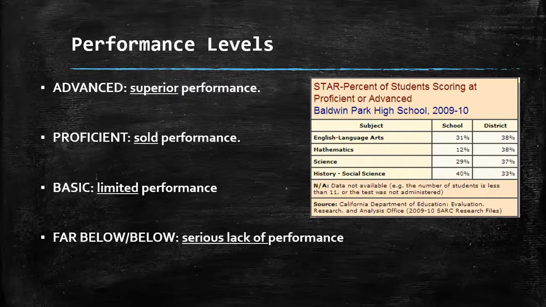The second one, which is still good for the state, is proficient, a solid performance. That shows that students are competent and adequately understand the knowledge and skills in that specific content area. Then you go to basic, which is a more limited performance, and far below basic and below basic, basically meaning serious lack of performance.